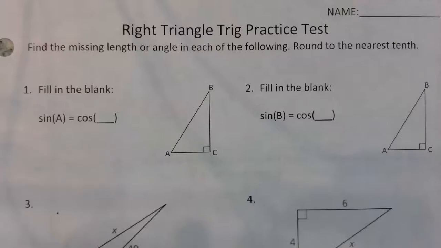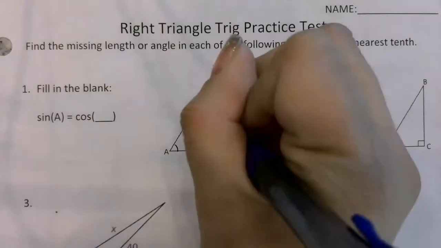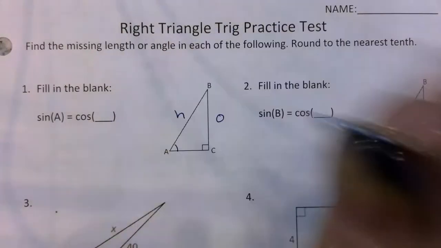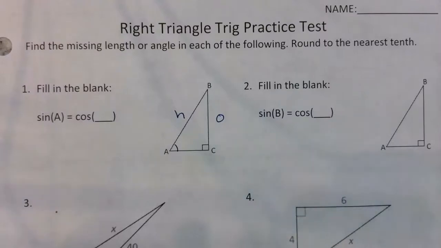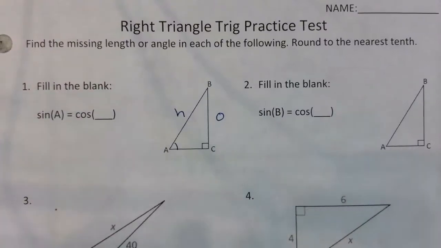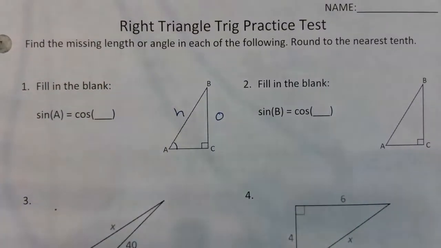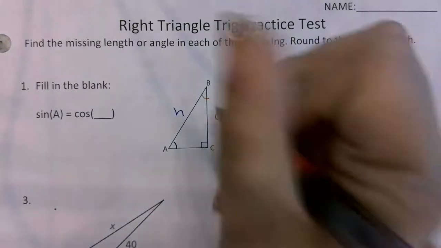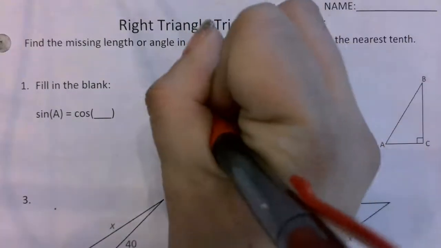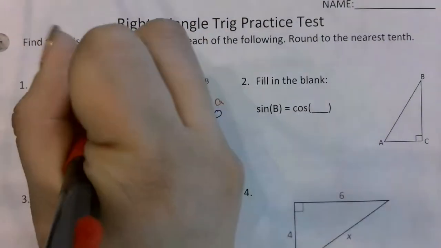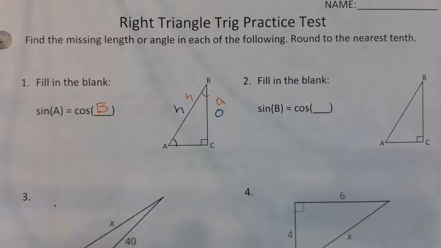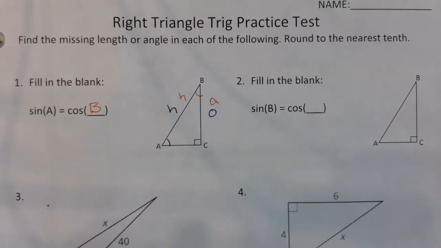So for the first two questions, it wants me to fill in the blank and figure out what the matching trig function is. So if I'm looking at sine of A, my ratio would be opposite over hypotenuse. I want to find the same ratio that would match up with this. So if I looked at B, then it would be my adjacent over my hypotenuse, which gives me my cosine angle. So sine of A is the same thing as cosine of B.